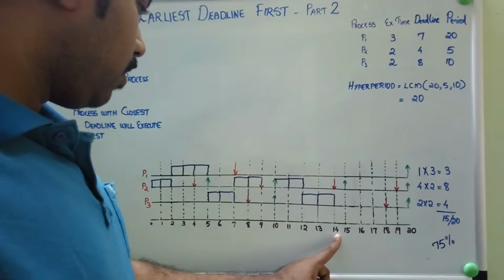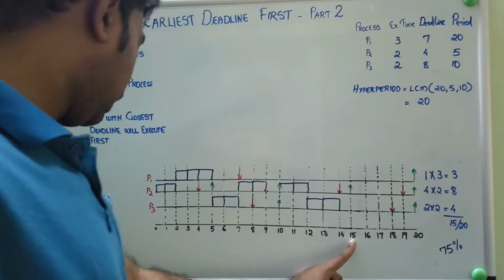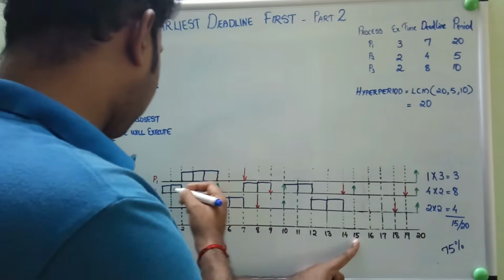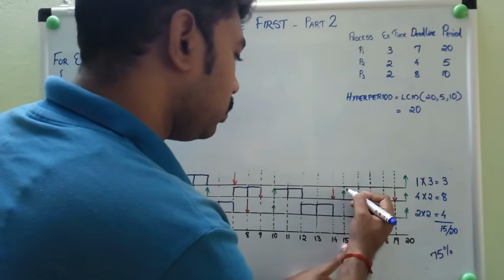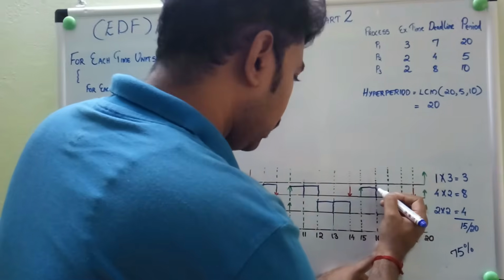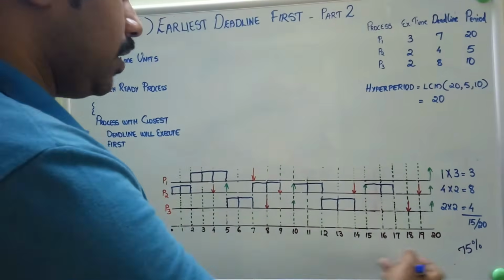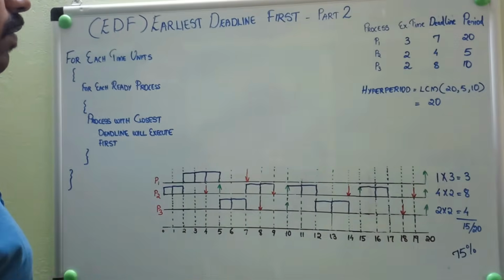Now we are at 14, none of the processes are ready for execution. P2 is initiating only at 15. So at 15, P2 is the only ready process, so it can execute. At 16 also, only P2 is ready for execution. At 17, 18, 19, none of the processes are ready for execution. So this is the scheduling for EDF.